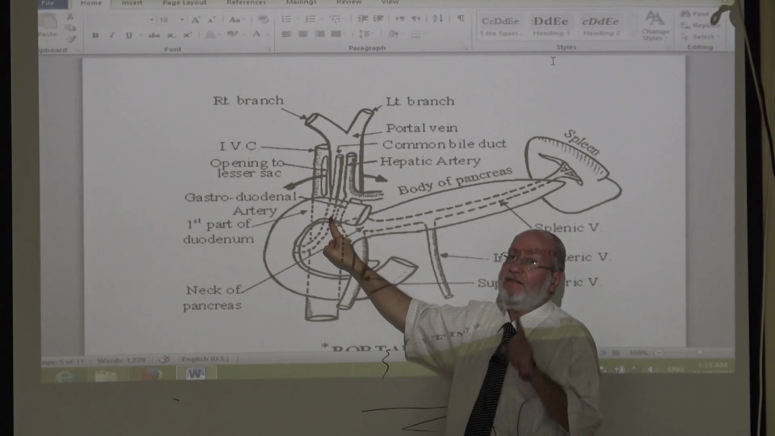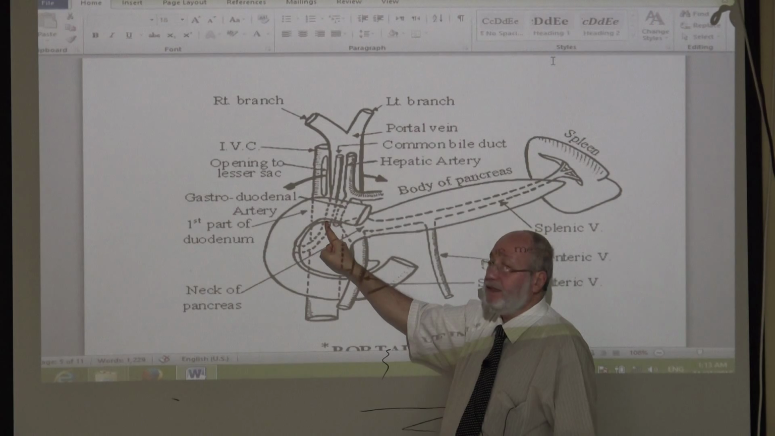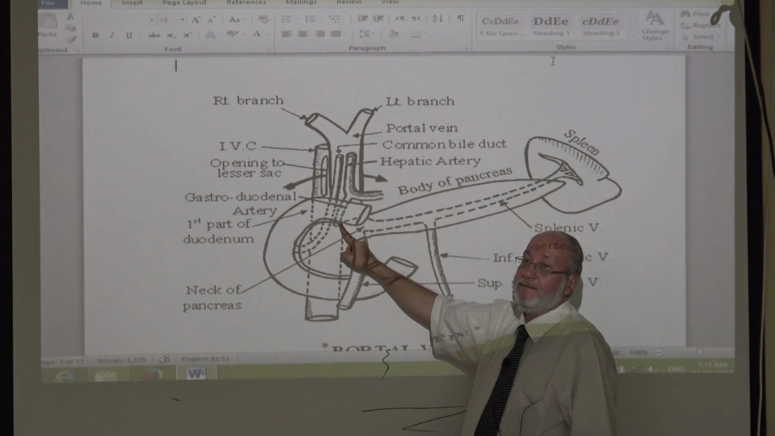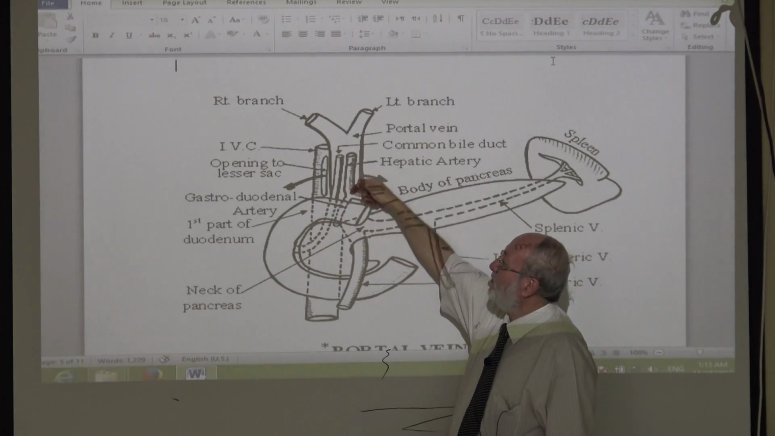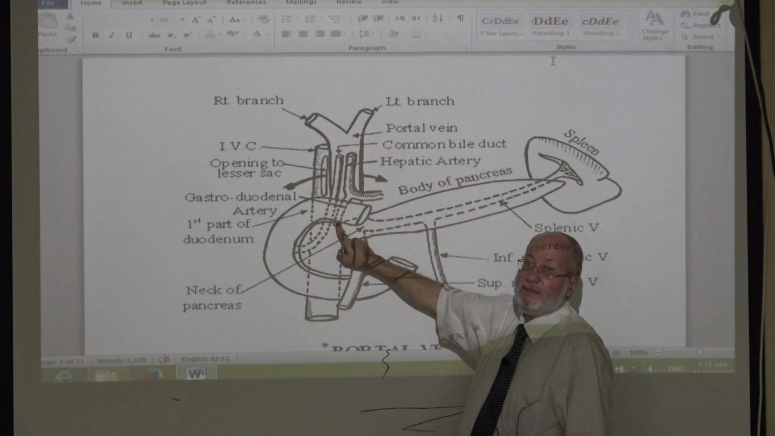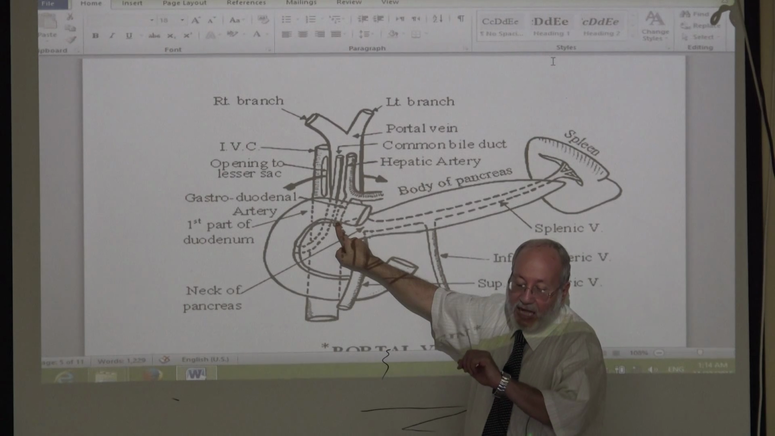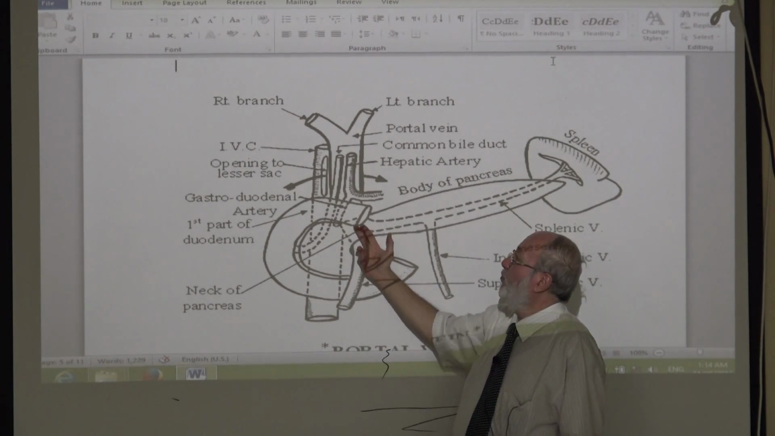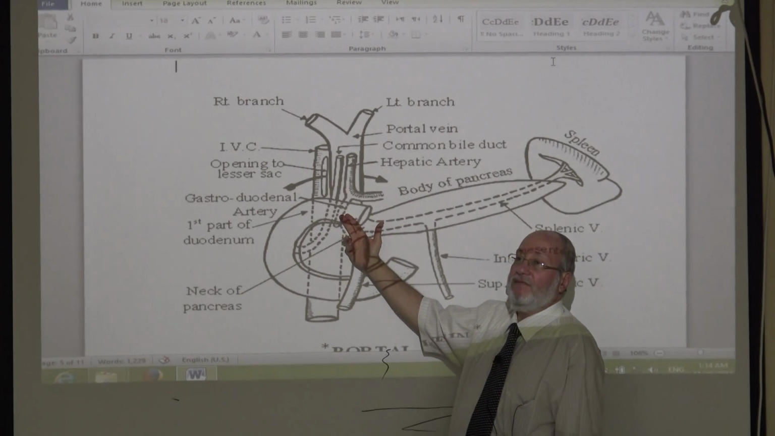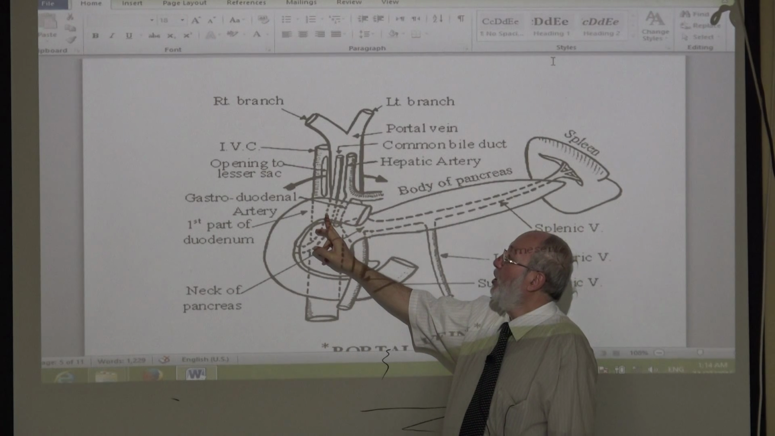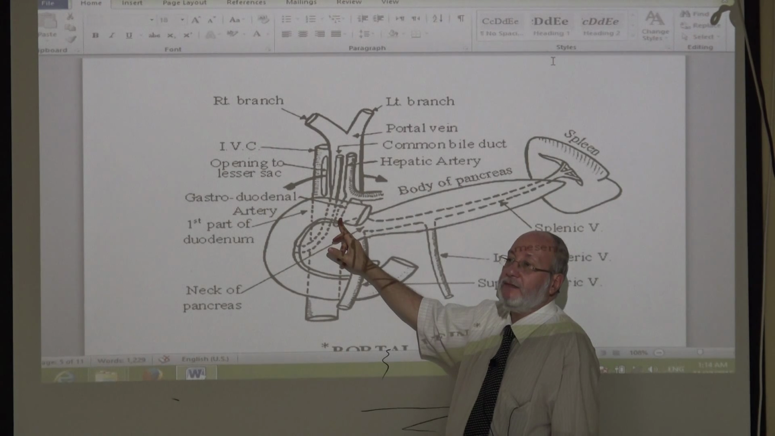The portal vein is separated from the first part of the duodenum by the common bile duct and the artery descending from the hepatic artery to behind the duodenum, which is the gastroduodenal artery. Therefore, anterior to the portal vein is the neck of the pancreas, then the first part of the duodenum, separated from the head by the retroduodenal part of the common bile duct and the gastroduodenal part.